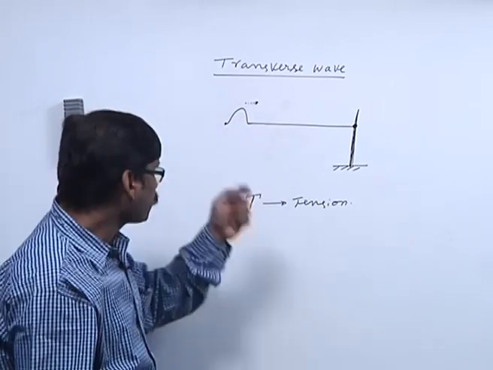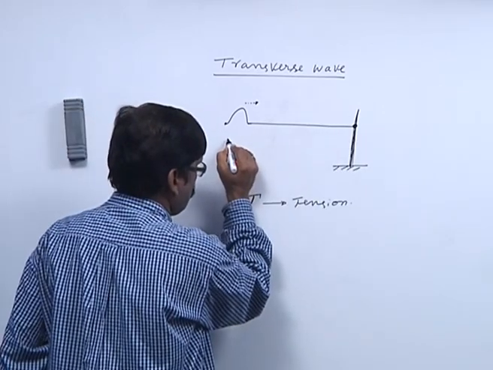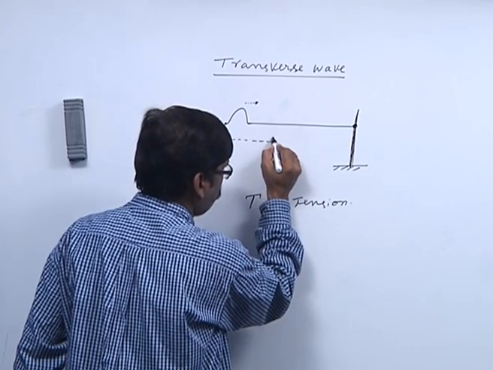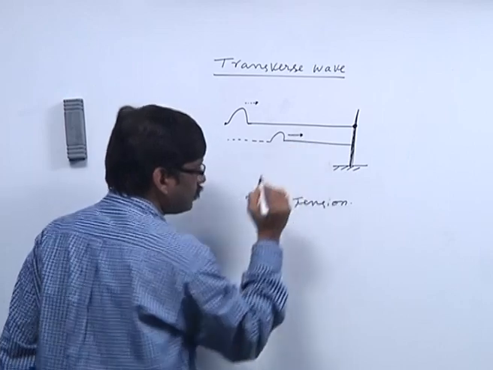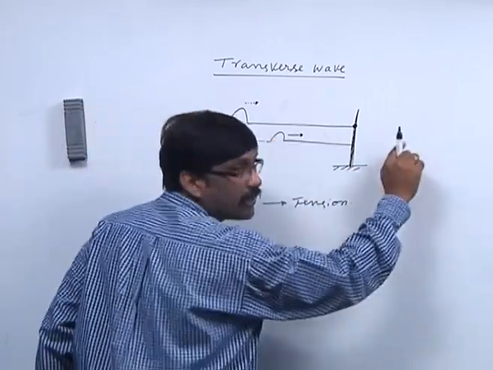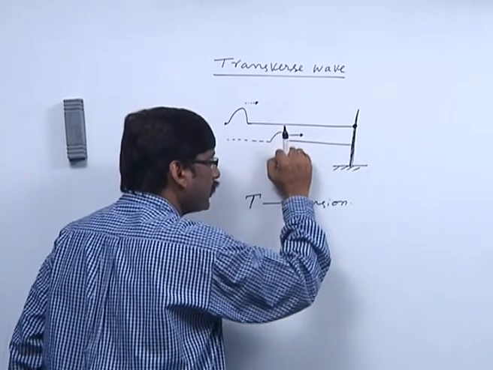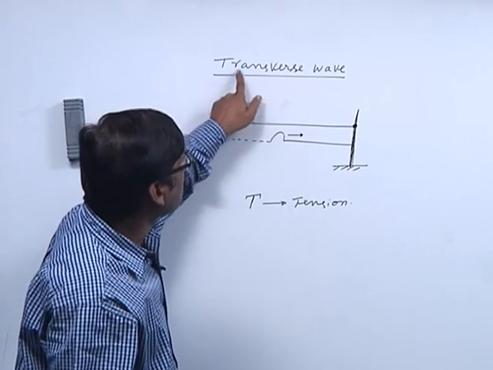The disturbance travels along the string. After some time, we can find this pulse is here. So here the disturbance is traveling along the x direction, but the particles of the string are vibrating along the y direction. This type of wave is called a transverse wave.